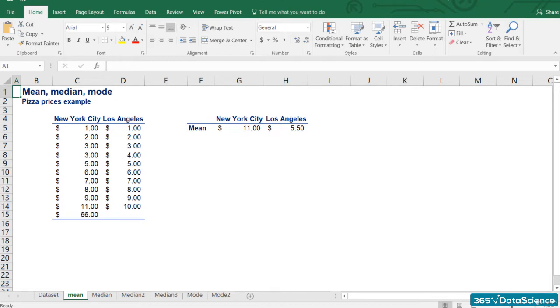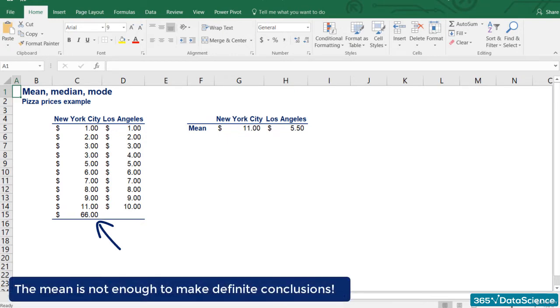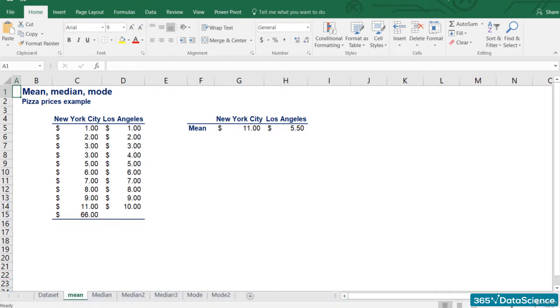Correct. The problem is that in our sample, we have included one posh place in New York where they charge $66 for pizza, and this doubled the mean. What we should take away from this example is that the mean is not enough to make definite conclusions. So, how can we protect ourselves from this issue? You guessed it. We can calculate the second measure, the median.